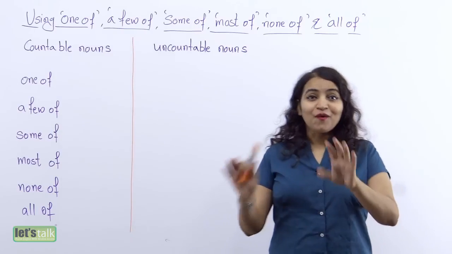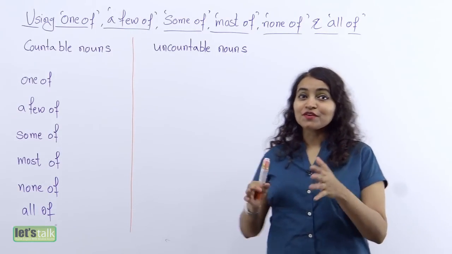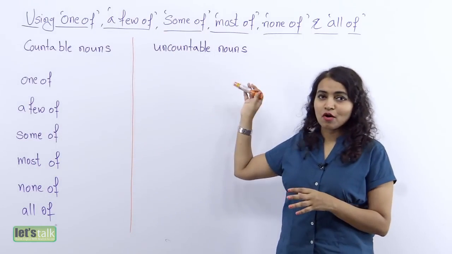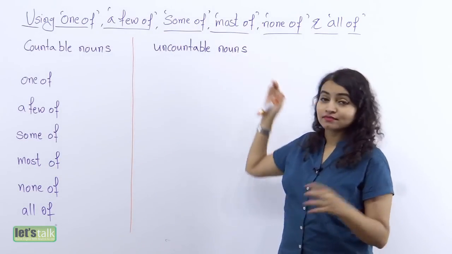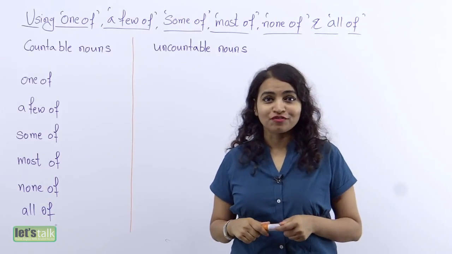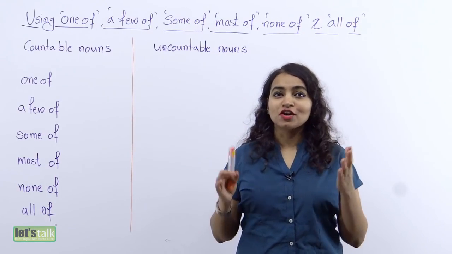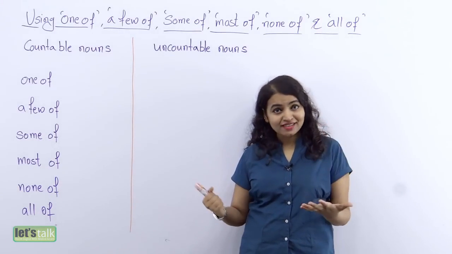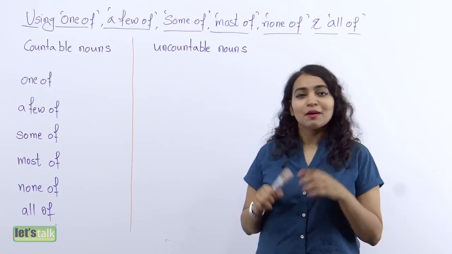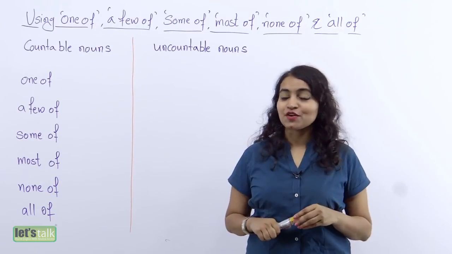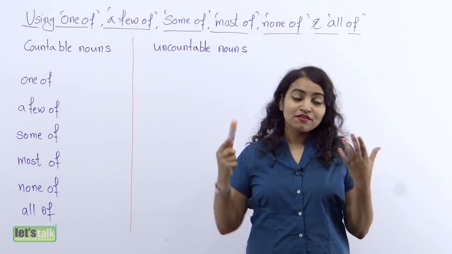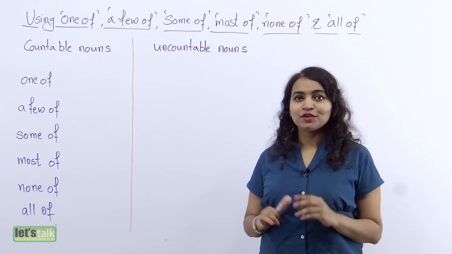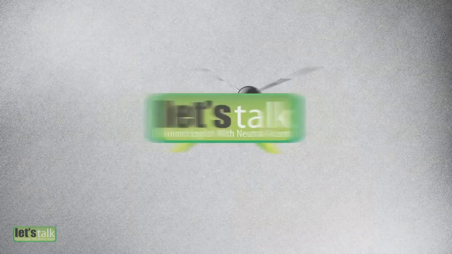Well, we all have this problem when we are using phrases like one of, a few of, some of, most of, and sometimes none of or all of. Even the most learned English speakers, in fact, if you are someone who speaks English daily, you may still have a problem with the correct use of these phrases. So therefore, today's lesson is going to help you understand how to use these phrases correctly.